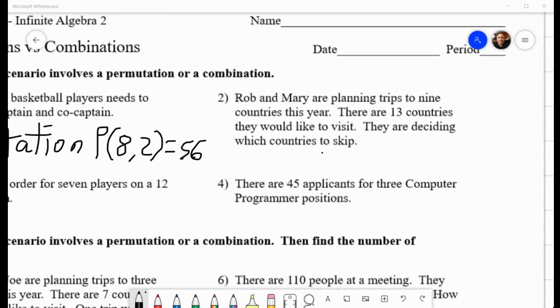Okay, so they have to decide which 4 to skip. But does the order matter there, though? When you're deciding which countries to skip, if you're planning a trip, does the order matter? In that case, I think the answer is no. They're deciding which ones they're going to skip, but that's not going to make a difference. They're planning a trip. The order in which they skip the countries doesn't make a difference. So for this one, we get a combination since the order doesn't matter.